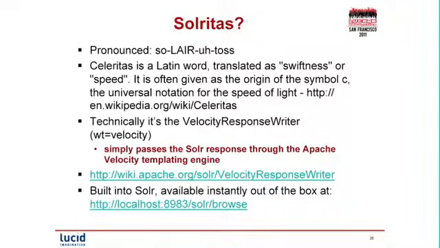So what is this thing, Solr Toss? Technically, under the covers, it is the velocity response writer. It's just another response writer, just like in Solr's default response. You get back XML, you can get that back in JSON, and then you can use this writer type equals velocity, and it just takes the Solr response object and passes it into velocity templates. And you can very easily tweak those templates, hit refresh in your browser, and the changes that you've made are immediately visible.